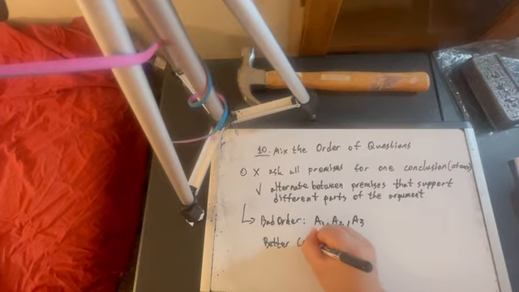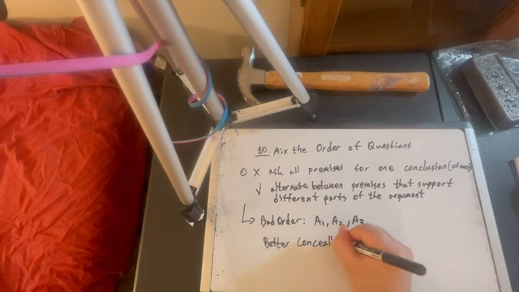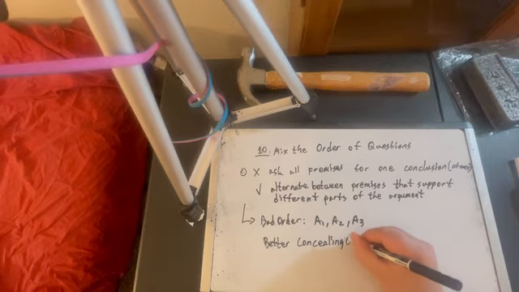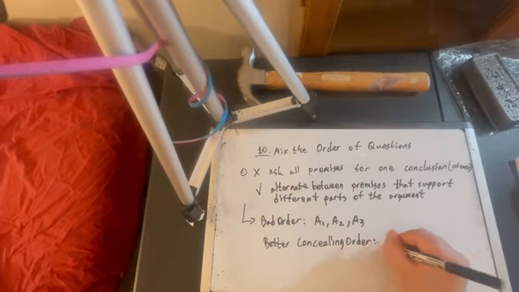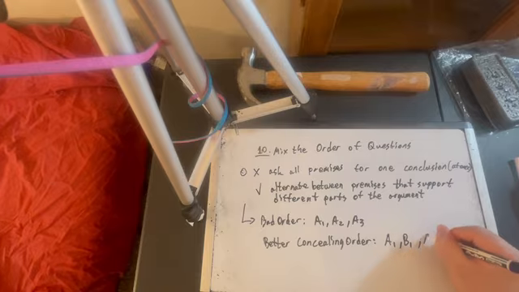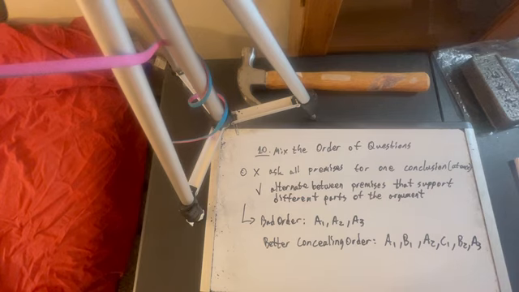And a better concealing order, like if these were all of the same premise type, and you just went one after another, not really. Well, this sort of depends on the extension, but just say that that was it, right? Versus A sub 1, B sub 1, A sub 2, C sub 1, B sub 2, A sub 3. It's a lot harder to deal with that.